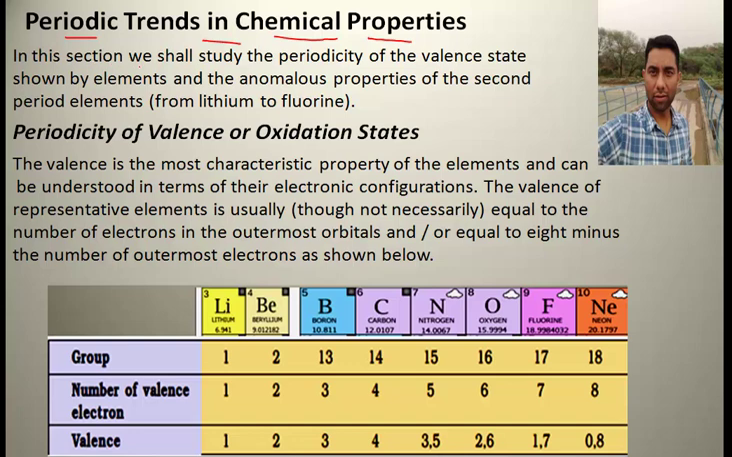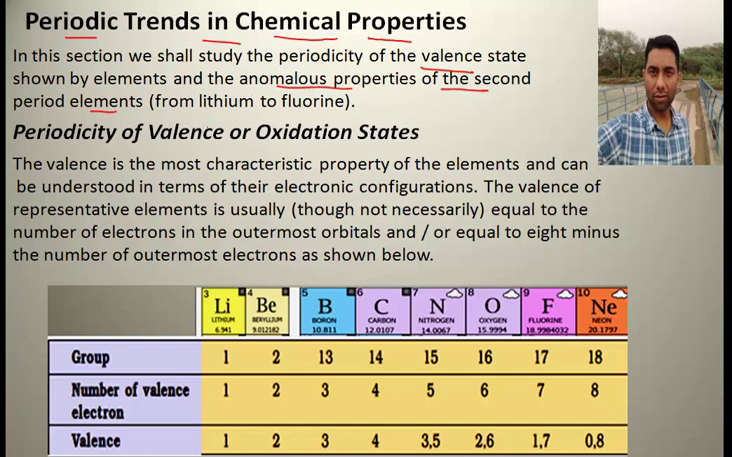Although there are so many trends in chemical properties, our main focus will be on valence state and oxidation state shown by the elements, and anomalous properties of second period elements. So in this chapter, these two chemical properties we are going to discuss, right? Apart from this, inert pair effect, then lanthanoid contraction, etc. There are so many other properties that we will take up in the next chapters.